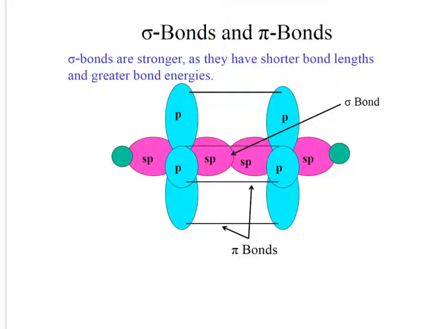So sigma bonds are stronger. They have shorter... No. Pi bonds are stronger. They have shorter bond lengths and greater bond energies.